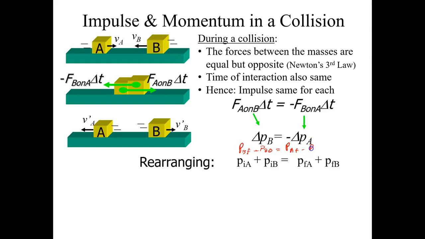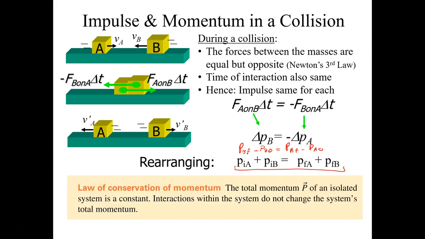is equal to negative (PAF minus PAI). If we arrange this so that we have all of our initial momentums on one side of our equation and all of our final momentums on the other side, we get this here, and this is just a fancy way of saying the law of conservation of momentum. All this means is that the total momentum in an isolated system, and we're going to talk a little bit more about what that isolated system is, is constant. That means it can't change.